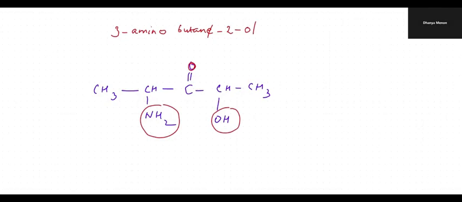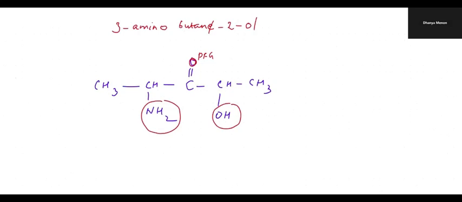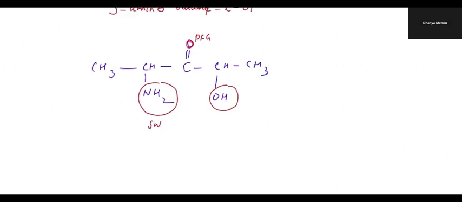So definitely the ketone is our primary functional group if you look at the priority order. And the amine has become a substituent. Alcohol has also become a substituent. So if amine has become a substituent, the prefix we use is amino. If alcohol is a substituent, the prefix that we use is hydroxy.